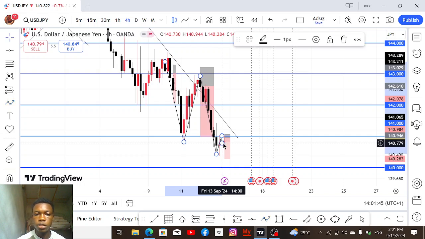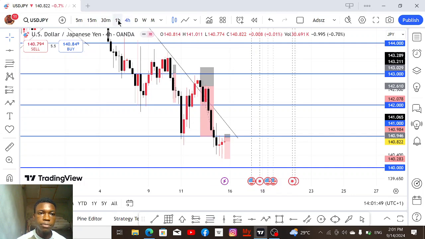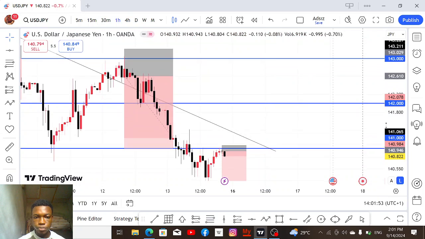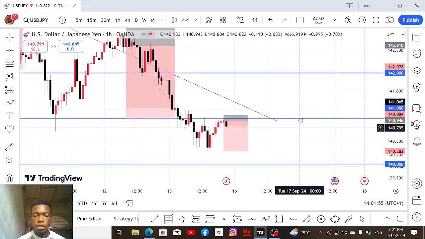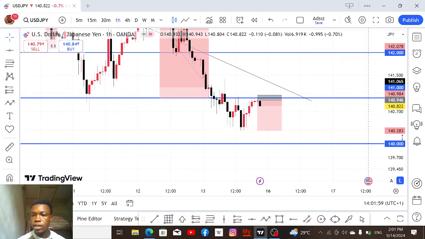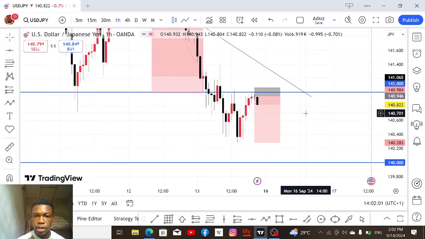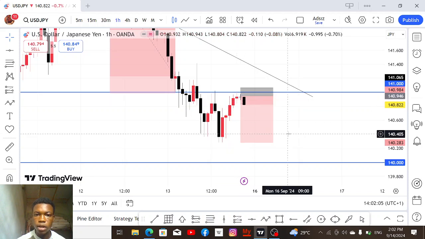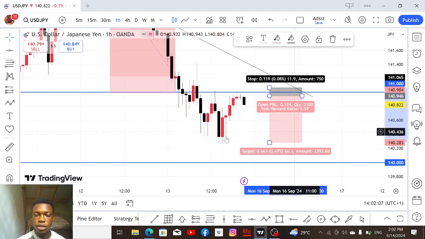So this is it. Let me delete this stuff. So if you go to the 1 hour time frame, there's also a confirmation that we should be selling, because there is an indecision candle right here. This candle, yeah, this one. Let me delete this stuff first.